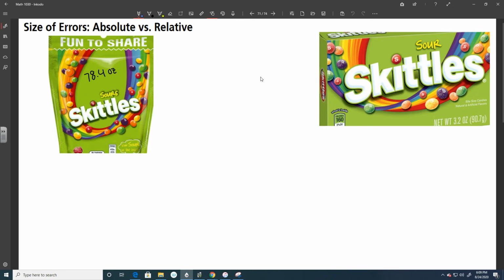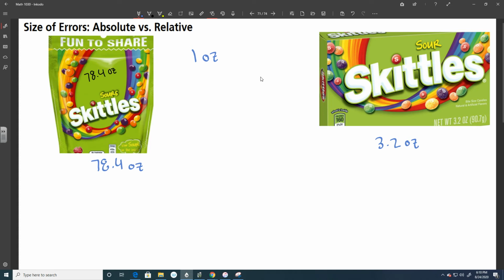So, for example, if I have this bag of sour Skittles, this is one of those big share bags. It's got like 78.4 ounces in it. So I'm going to write that down here. This has 78.4 ounces. And the little boxes that you get that have like 13 Skittles in them, it says that there is 3.2 ounces in that box. Now, if the company comes out and says, you know what, our machines were off. When we measured out our Skittles, we were off by 1 ounce on all of our measurements.